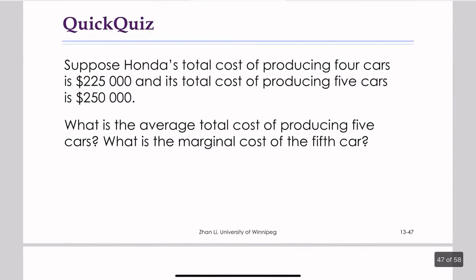Okay, now let's finish this very simple example. So suppose Honda's total cost of producing 4 cars is $225,000, and its total cost of producing 5 cars is $250,000. So what is the average total cost of producing 5 cars? What is the marginal cost of the 5th car? Well, this is easy. You just need to use the basic definition.